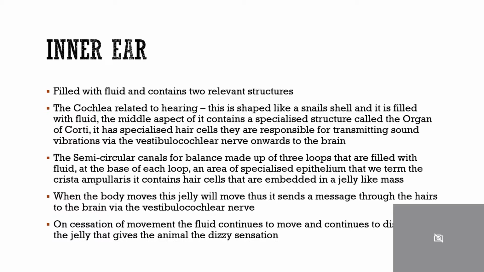brain. In relation to balance, the semicircular canals are made up of three loops that are filled with fluid. At the base of each loop we have an area of specialised epithelium, and we term this the crista ampullaris, and it contains hair cells that are embedded in a jelly-like mass. When the body moves, this jelly will move, thus it sends a message through the hair to the brain via the vestibulocochlear nerve. On cessation of movement, the fluid continues to move and continues to displace the jelly that gives the animal the dizzy sensation.